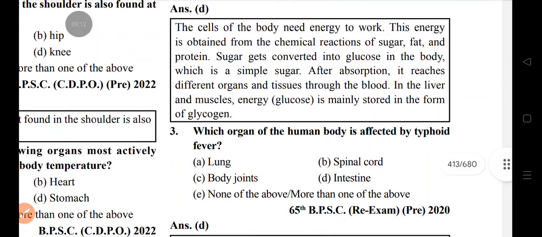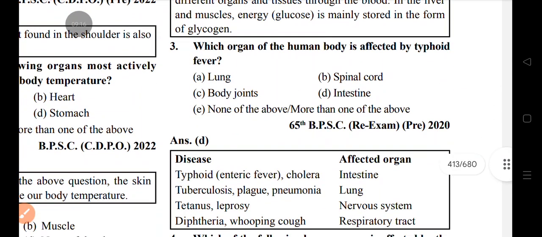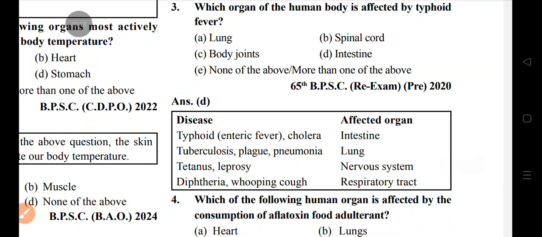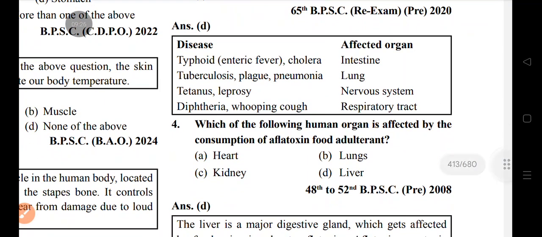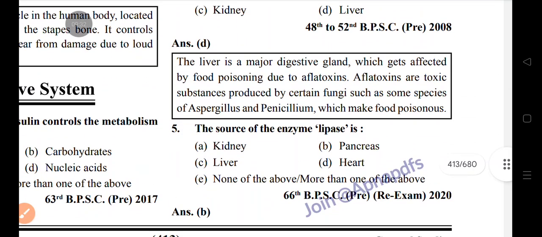Which organ of the human body is affected by typhoid fever? Intestine. Typhoid, intestine; tuberculosis, plague, pneumonia, lungs; tetanus, leprosy, nervous system; diphtheria, whooping cough, respiratory tract. Which of the following human organs is affected by the consumption of aflatoxin, food adulteration? Liver. The source of enzyme lipase is the pancreas.